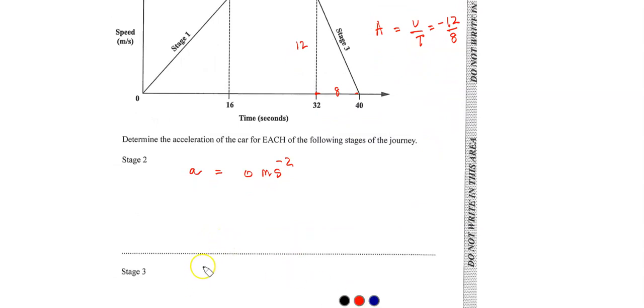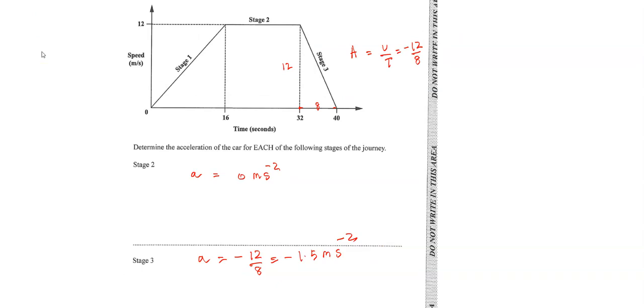So stage 3, the acceleration there is going to be minus 12 over the time, which is 8. So that's minus 1.5 meters per second squared. Okay? So here ends question 8.